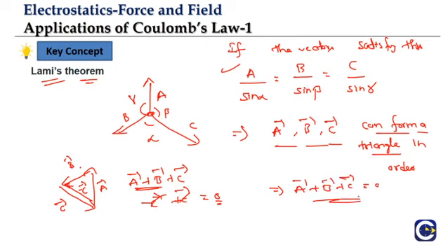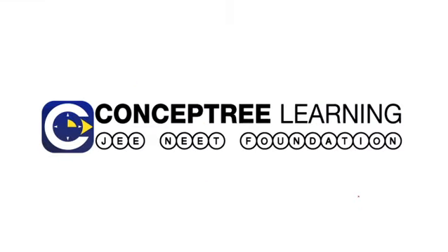Now Lami's theorem can be used only for 3 vectors. This cannot be used if you have 4 vectors or 5 vectors. So this is the kind of application we will have on Coulomb's law and the cumulative force pertaining to point charges. In the second part of the applications, we will see the problems related to extended charges and extended charged objects.